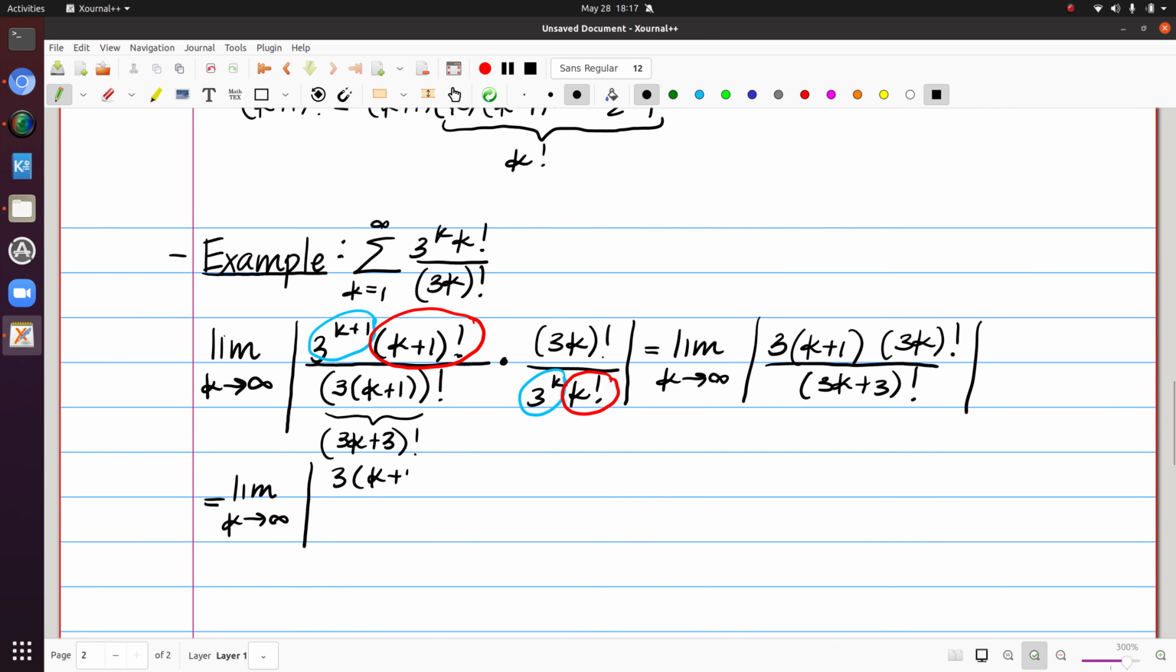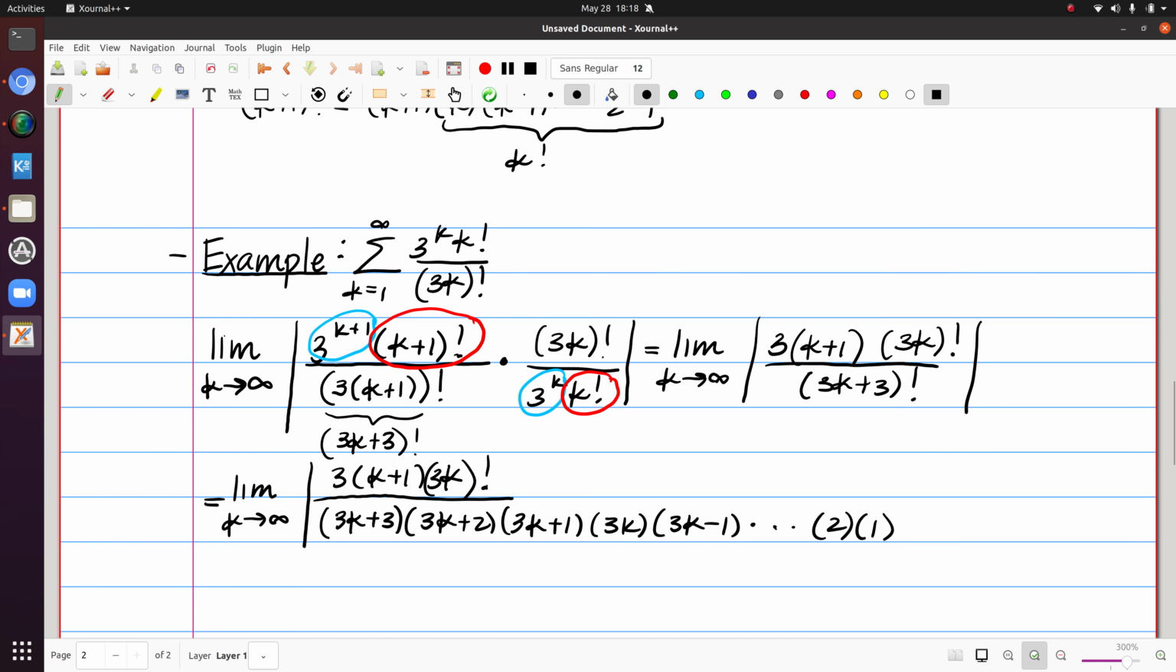So I'm going to write the top exactly as we had it. And here, the bottom is 3k plus 3 times 3k plus 2 times 3k plus 1 times 3k times 3k minus 1, and this continues down to 1. So it's just a long-winded way of writing out what that factorial looks like. But what you should observe is that what we have built in here is 3k factorial.